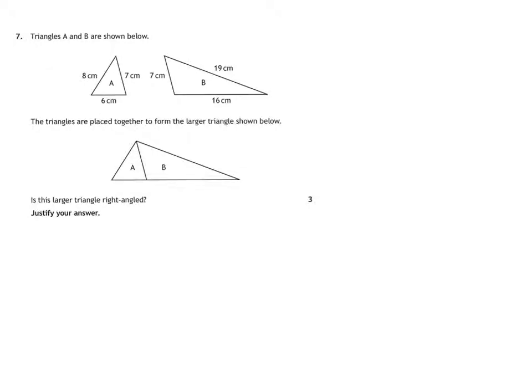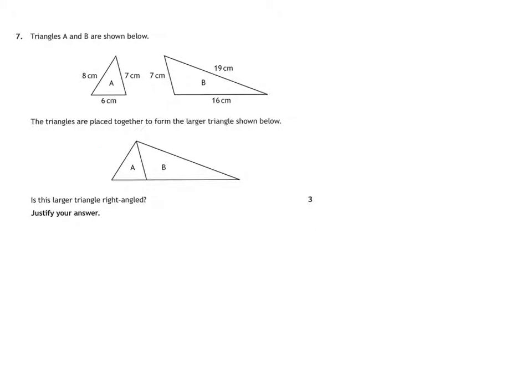Question 7. Triangles A and B are shown below. The triangles are placed together to form a larger triangle as shown. Is this larger triangle right-angled? Justify your answer. Right, so we have got a triangle and we know the lengths of the three sides.